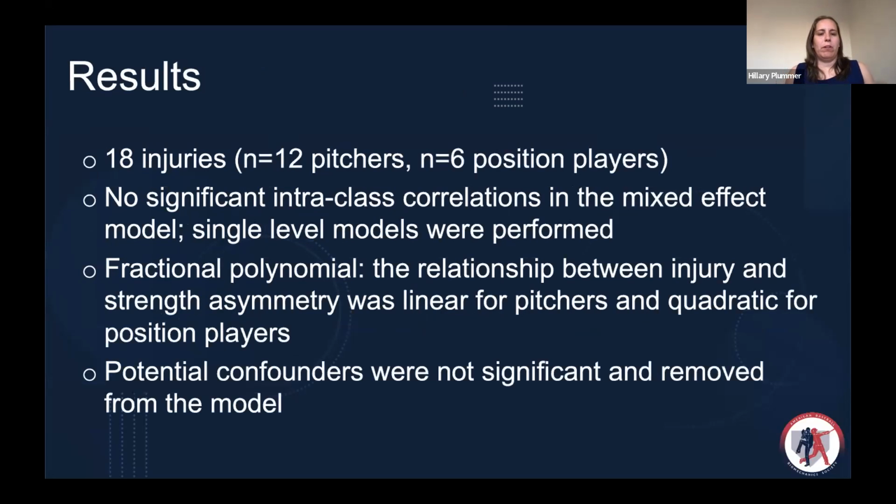And what we found was there was no significant interclass correlations in the mixed effect model. So we performed single level models. A fractional polynomial looked at the relationship between injury and strength asymmetry and found that it was linear for pitchers and quadratic for position players. And none of the potential confounders were significant, so they were removed from the model.